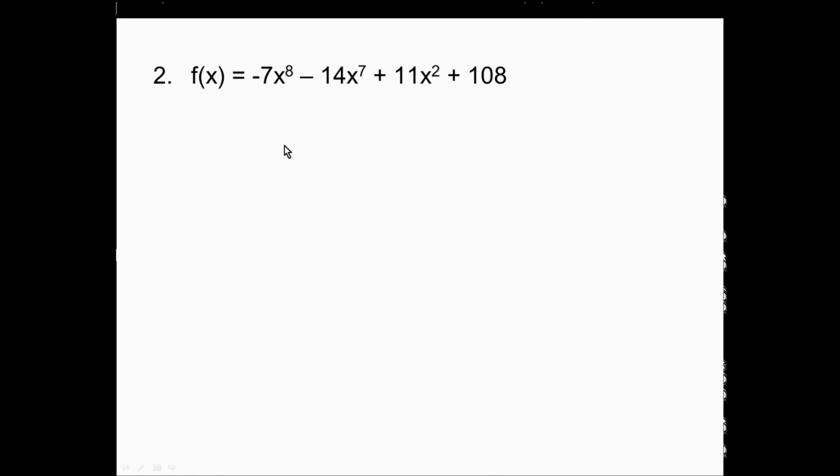Okay, it is even degree, so both ends will be up or both ends will be down. So for the left end, again, plug x equal negative 1 into the leading term. Negative 1 to the 8th is positive 1 times negative 7 gives me negative 7. Negative result, that's down. For the right end, negative 7 times 1 to the 8th. That's also negative 7. Negative and negative results, both ends are down.